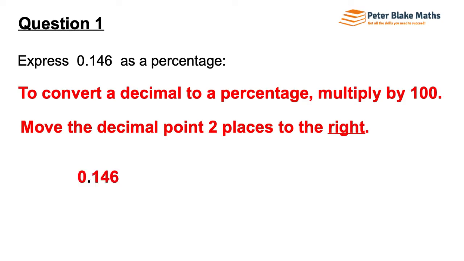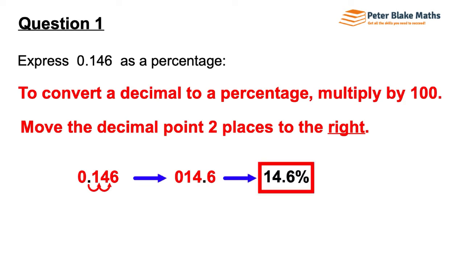At the moment, our decimal point is before the 1. If we move it 2 places to the right, it ends up between the 4 and the 6. And then we just ignore the 0 at the front there to convert 0.146 into a percentage of 14.6%.